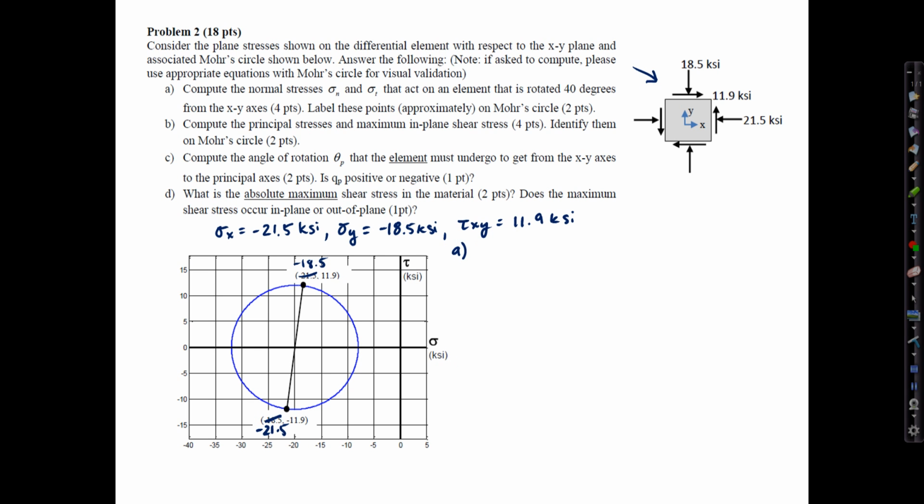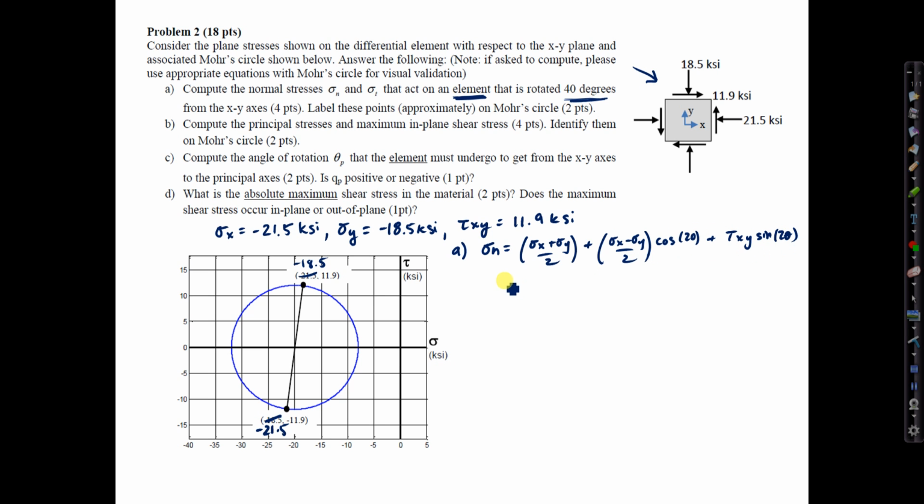Okay, part A asks, compute the normal stresses sigma n and sigma t that act on an element rotated 40 degrees from the xy axes. The element rotation is 40 degrees. That corresponds to 80 degrees on Mohr's circle. To solve for the values precisely, we use the stress transformation equations. Sigma n equals sigma x plus sigma y over 2, plus sigma x minus sigma y over 2 times cosine of 2 theta, plus tau xy times sine of 2 theta.